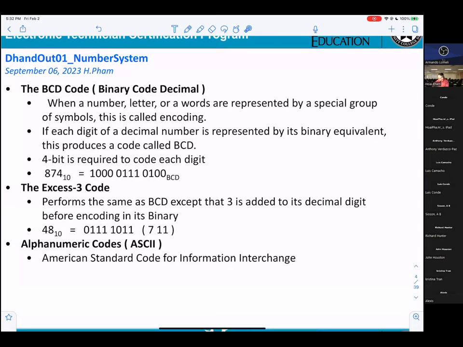Very simple. Convert each digit in decimal to the binary. And with the 4-bit number 4, you can see 0100, that's number 4. Okay. Number 7 will be 0111. And number 8 will be 1000.